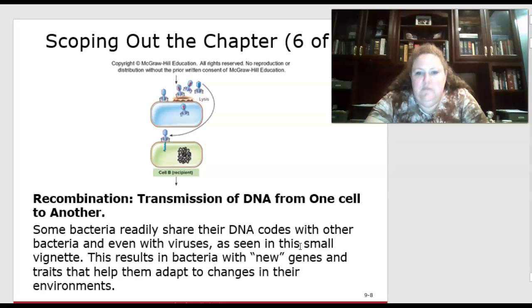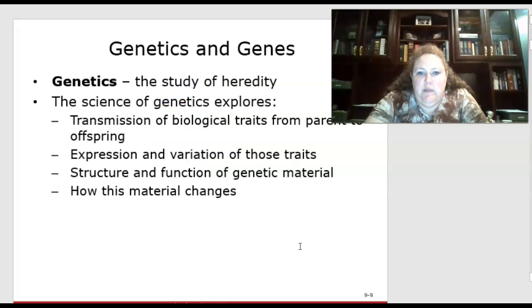So then we can follow up and close this chapter with recombination. And this is a transmission of DNA from one cell to another. Some bacteria readily share their DNA codes with other bacteria, and even with viruses, as seen in this very small picture. This results in bacteria with new genes and traits that help them adapt to changes in their environment.